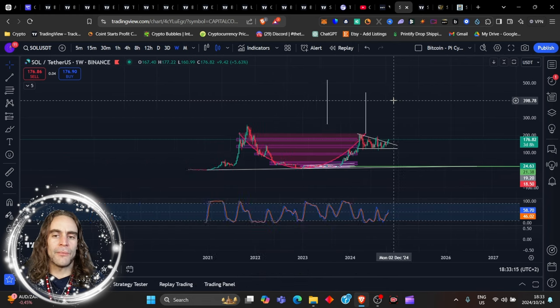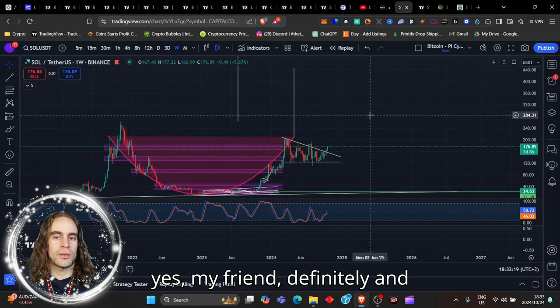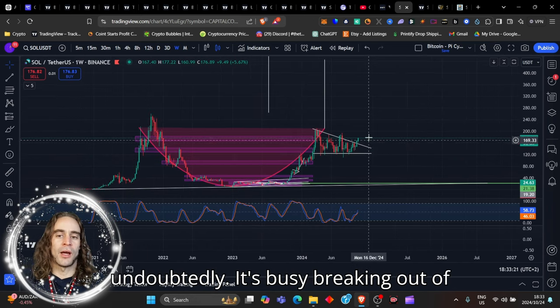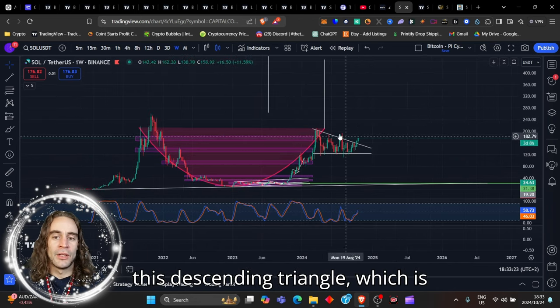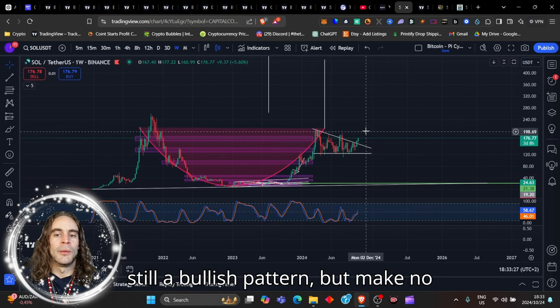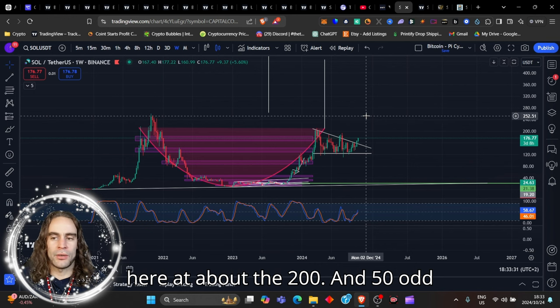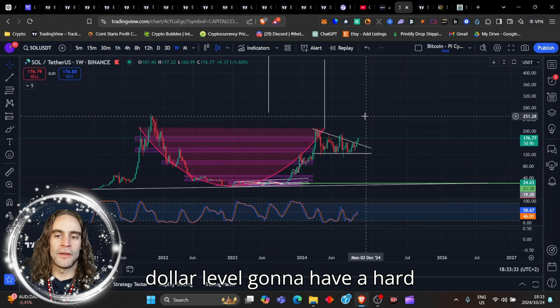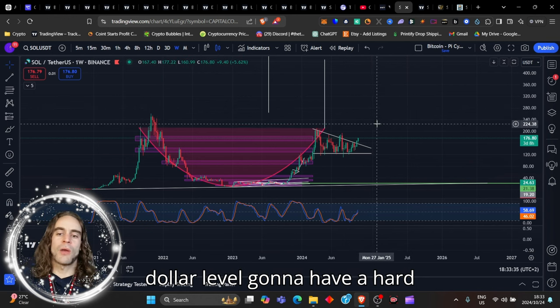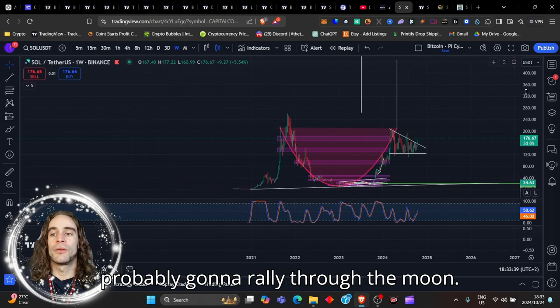Now, do I think Solana is going to do more than that? Hell yes, my friend. Definitely and undoubtedly. It's busy breaking out of this descending triangle, which is still a bullish pattern. But make no mistake, it's going to meet resistance up here at about the $250-odd level, gonna have a hard pullback, and then from there it's probably gonna rally through the moon.